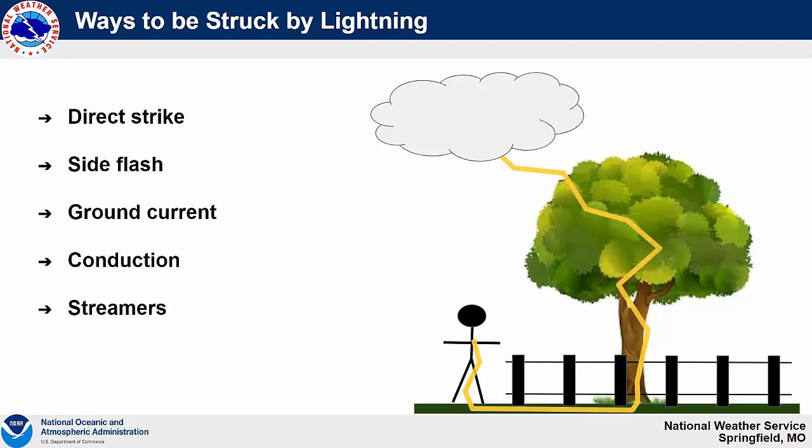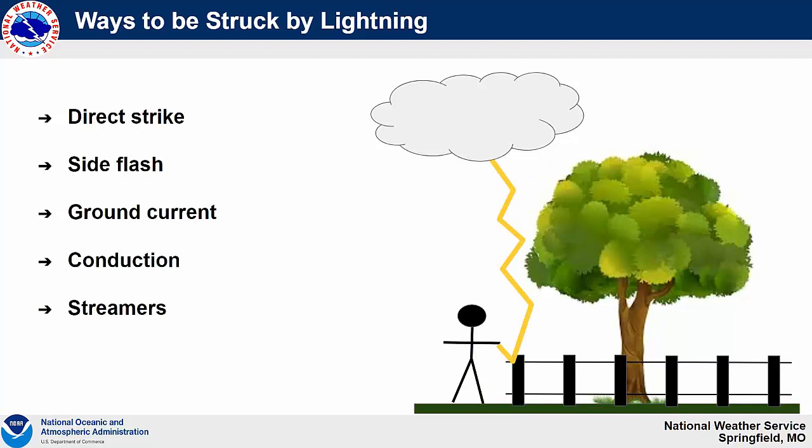The next example is a ground current. This occurs when lightning strikes a tree, as seen in this example, or another object. Much of this energy then travels outward from the strike in and along the ground surface. This is known as the ground current. Anyone outside near a lightning strike is potentially a victim to a ground current.